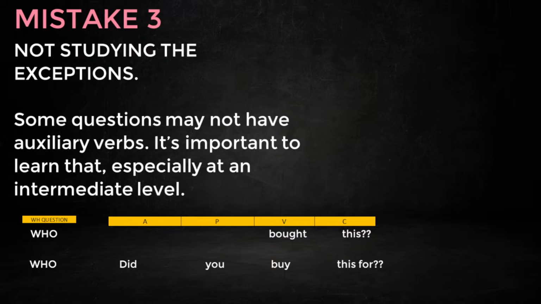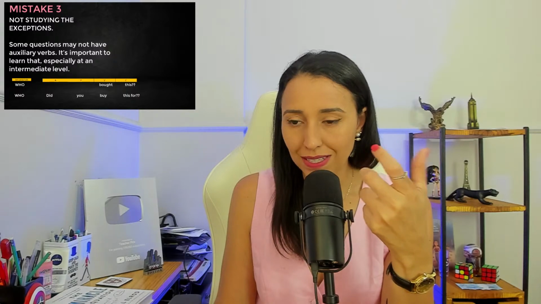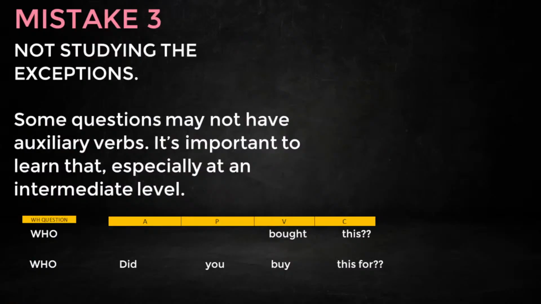And in some situations, we don't use auxiliary verbs in questions. Do, does, did. We don't use them, okay? When the subject is the W8 question. For example, let me show this to make this easier to understand. Who bought this?